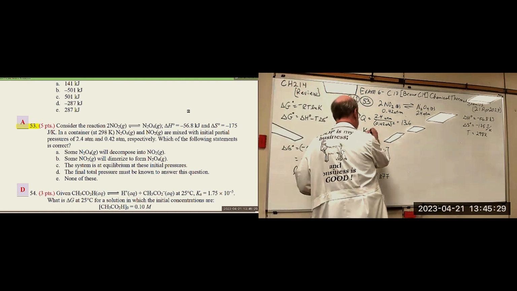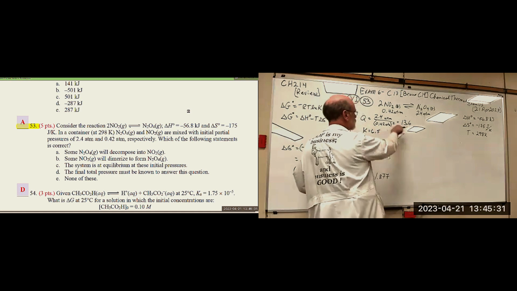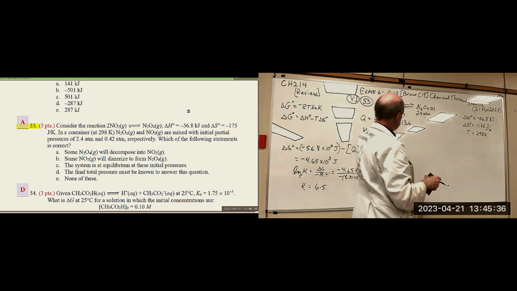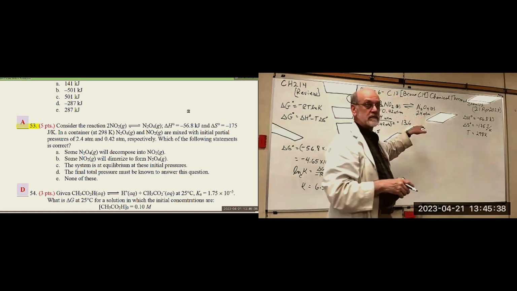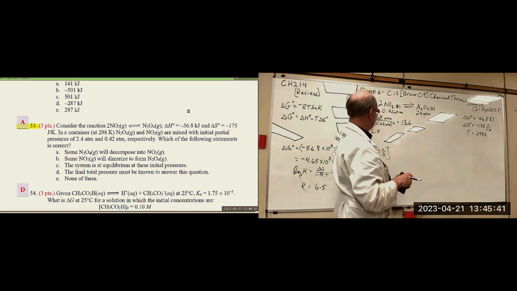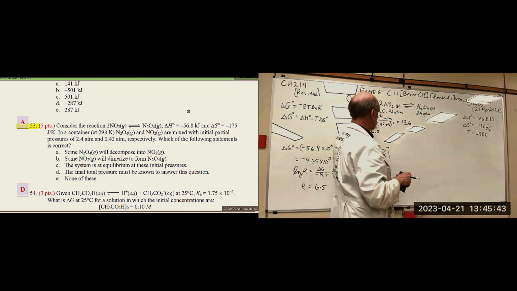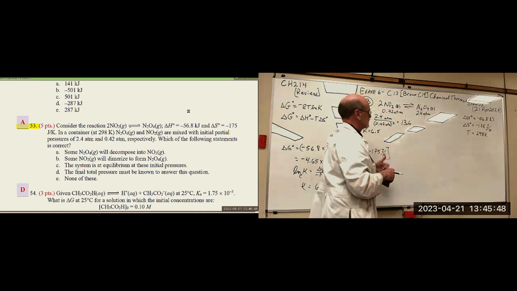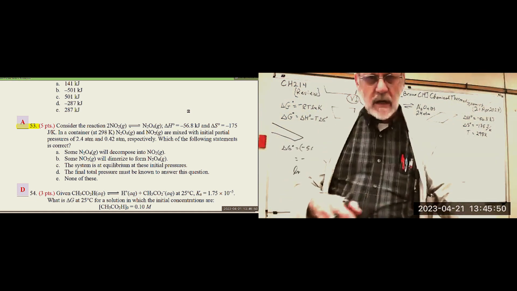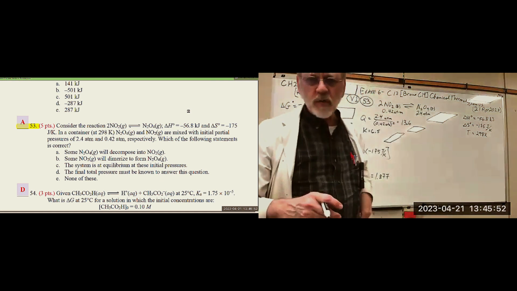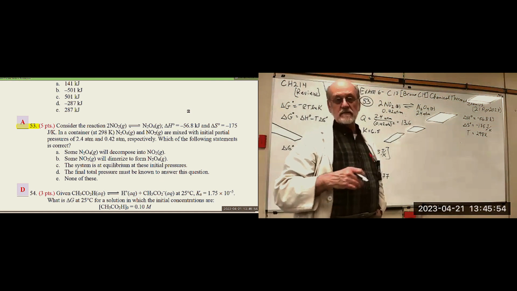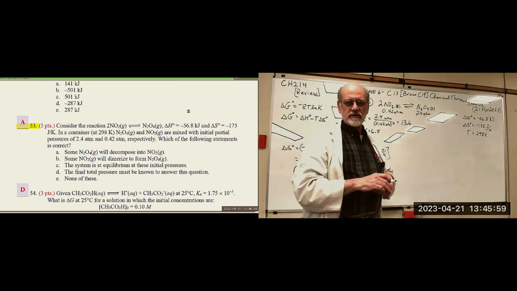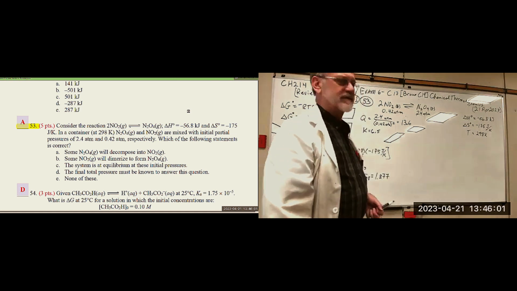All right. If K is equal to 6.5 and Q is equal to 13.6, what does that mean? That means that we've got too much product, right? Because this is too high and that's too low. So it should shift back this way toward NO2. Some N2O4 will decompose into NO2. A is the right answer. Okay, that's a lot of work just for that one little answer.